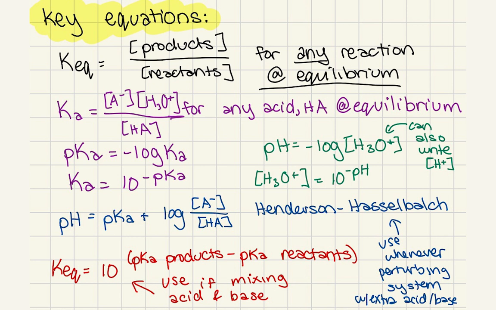And then we'll be going over some ways in which we can use this to, say, figure out what proportion of an amino acid is protonated or deprotonated at a given pH, given its pKa. We'll be doing lots of that. And then finally, there's an equation that we're going to use when we're mixing an acid and a base that can come in really handy. Basically, it just comes from rearranging all this stuff. You can figure out that Keq is also equal to 10 to the power of the pKa of your products minus the pKa of your reactants. We'll get an example of that in a minute.